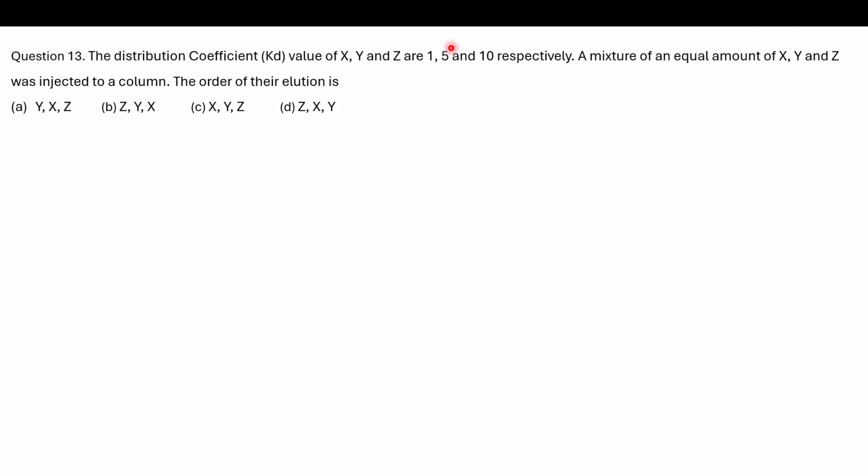Okay. Now, the distribution coefficient or KD values of X, Y and Z are 1, 5 and 10 respectively, and these have been mixed and passed through a column. So what will be the order of their elution? Can anyone answer?